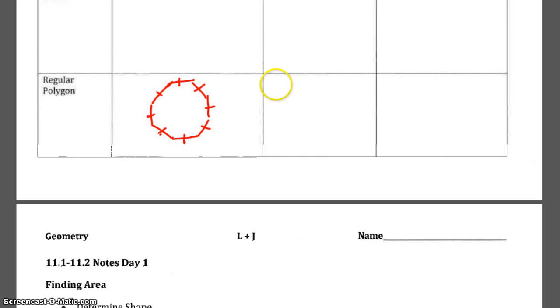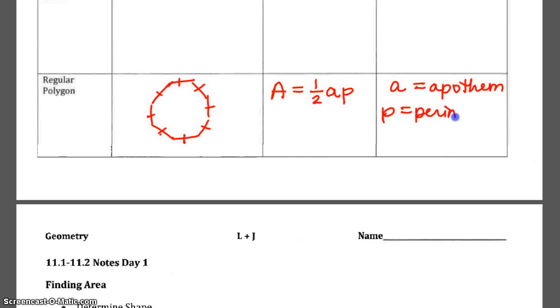Now the formula for this is the area equals 1/2 the length of the apothem times the perimeter. So that's 1/2 AP. Okay, we'll explain what those mean in a minute, but for now, just get this down. A stands for the apothem. I know that's hard to say. And P stands for the perimeter. Remember, to find the perimeter, you add up all the sides.